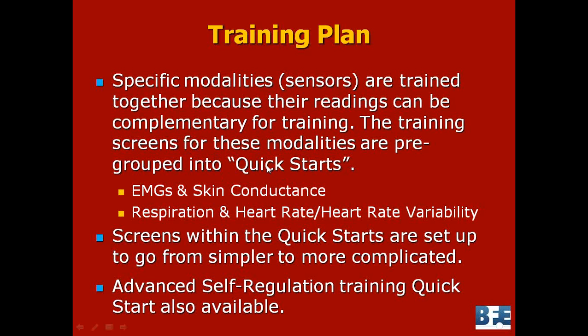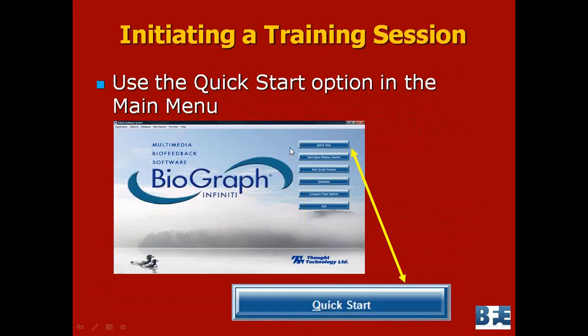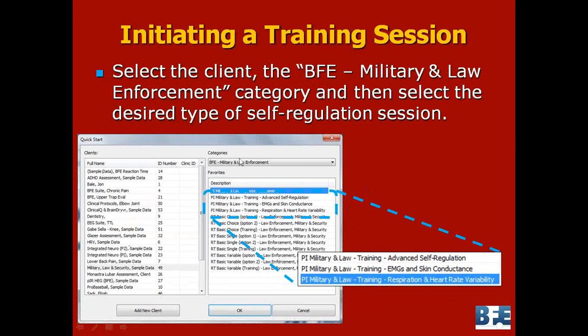The screens within the quick start usually go from simpler to more complicated, and there's even an extra quick start for advanced self-regulation, where we're confident the person is good at staying calm using those modalities. Then we test them by putting them in stressful situations according to those screens. If you want to initiate one of these self-regulation training sessions, it's very simple, just like the assessment to initiate. Go into the Biograph Infinity main menu, go to the quick start at the top right. You have this little window appear, choose your client, choose the category, so BFE, military, and law, and then you choose the correct quick start option.